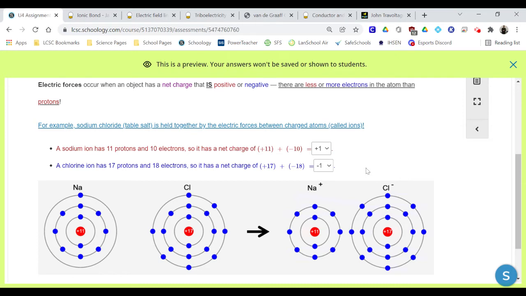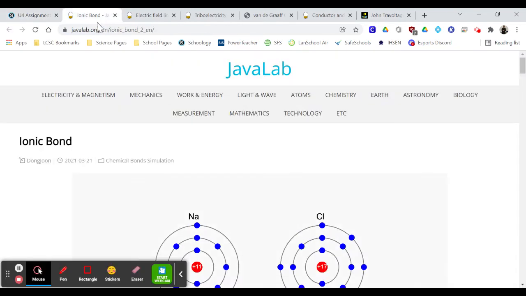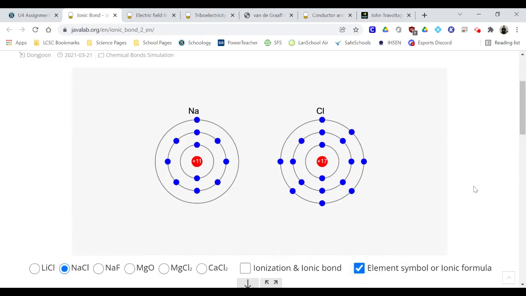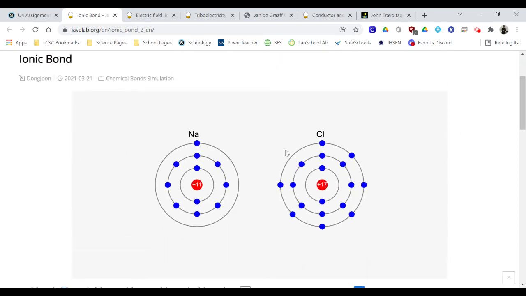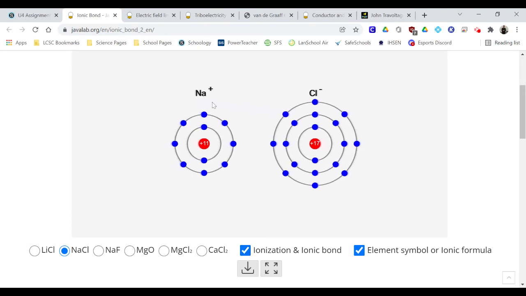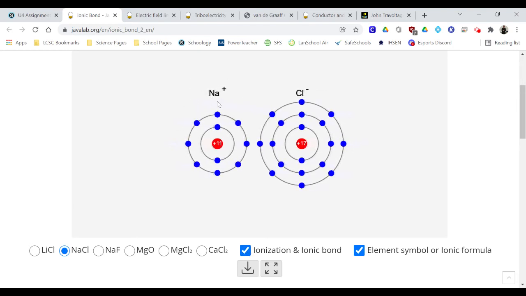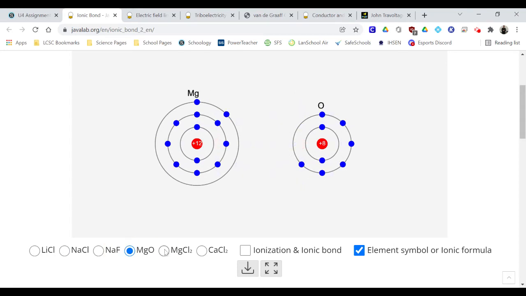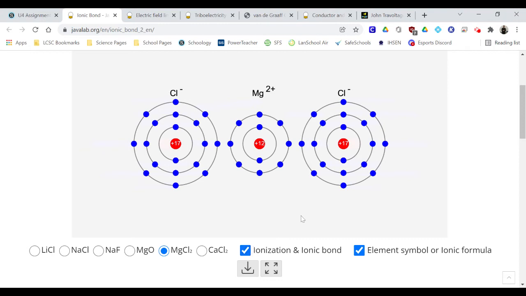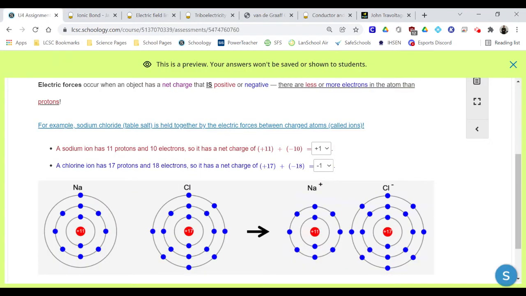If you want to see how this works, you can use this simulation here. Put the toolbar away. So this is your atoms separate from each other. And if you click on ionization and ionic bond, you'll see the electron move. And then you end up with charged things where you have an imbalance of positive and negative charge. That causes an electric force that brings these together. You can also try this with a bunch of other different combinations of atoms, which is kind of fun. So you can see that come together. That's kind of cool. So let's go back to here.